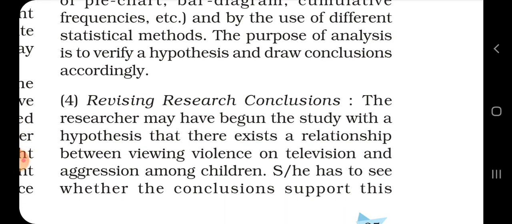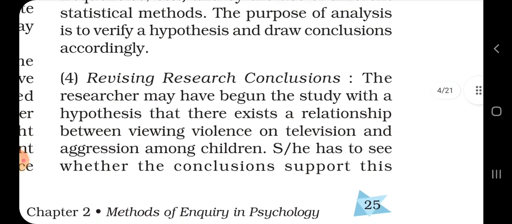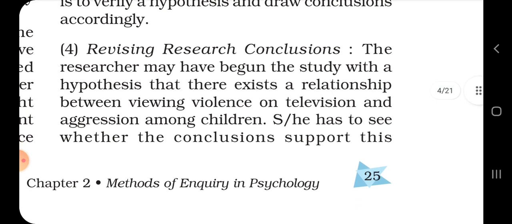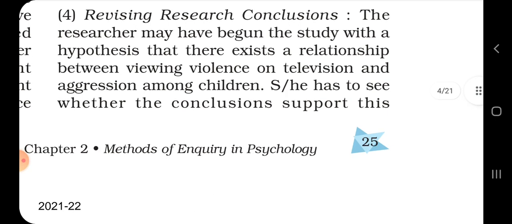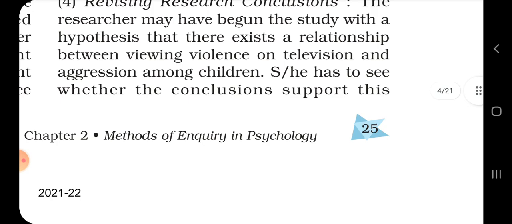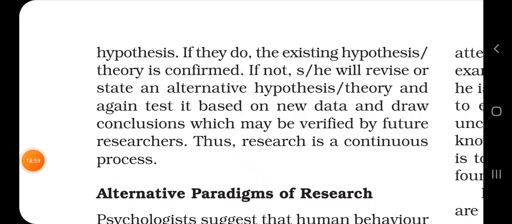If your conclusion is right, then you will state the revised conclusion. The researcher may have begun the study with a hypothesis that there exists a relationship between viewing violence on television and aggression among children. He or she has to see whether the conclusions support this hypothesis. If they do, the existing hypothesis or theory is confirmed.